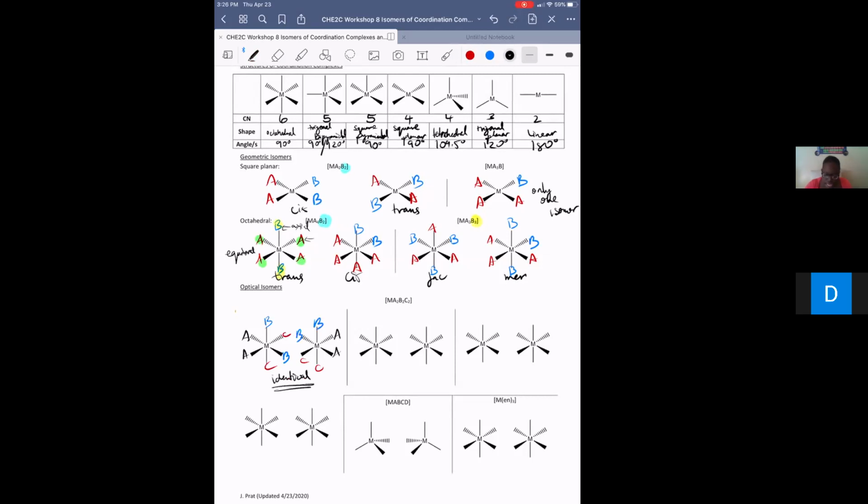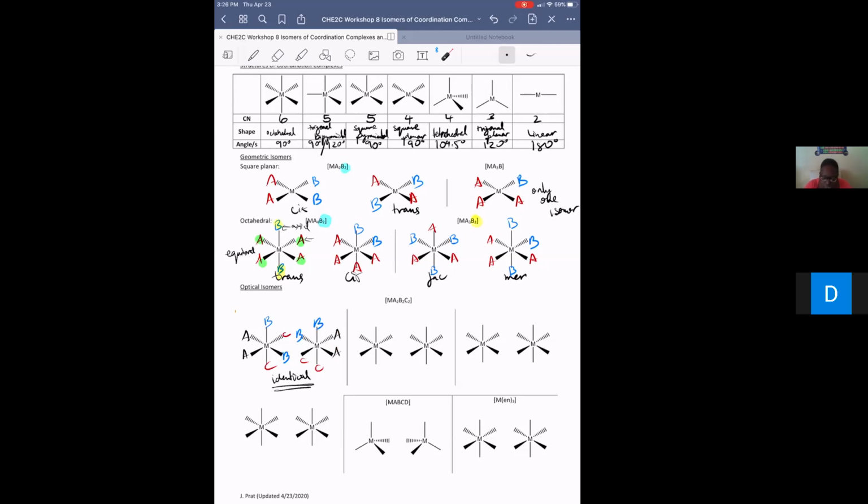And that's because if we were to rotate one of these molecules, it will completely line up with the other. So if you can imagine, if we were to rotate this B to the front, then everything gets shifted by 90 degrees. And this allows us to move C, B to the back, and then our 2 A's kind of switch positions. So those will be identical.